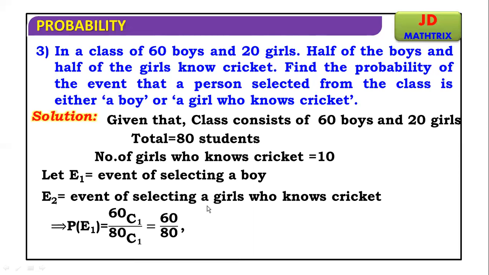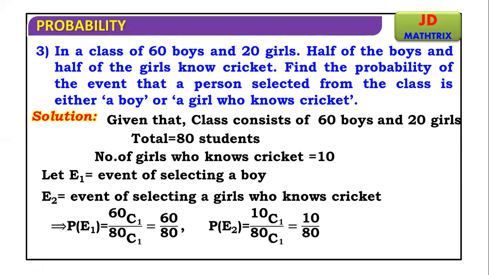And P of E2, that means if we select a person, what is the probability that it is a girl who knows cricket? We have only 10 girls who know cricket. So the probability to get a girl who knows cricket is equal to 10C1 by 80C1, that is equal to 10 by 80. Now E1 intersection E2, what does E1 intersection E2 denote?